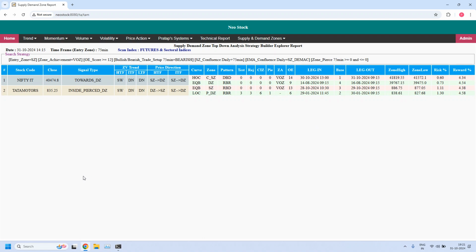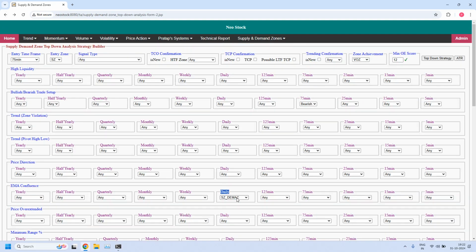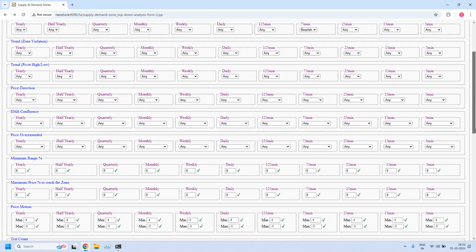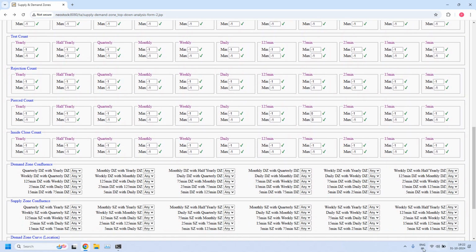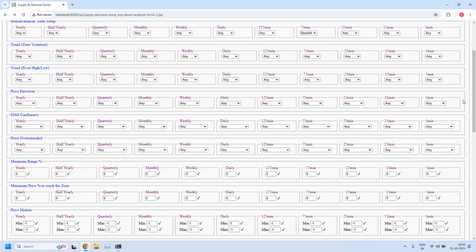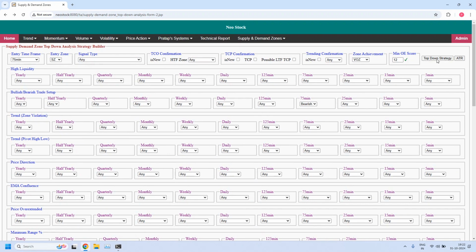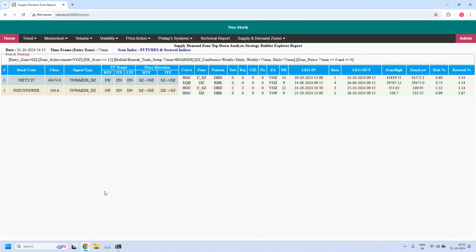Okay, next let us look for LTF, ITF and HTF supply zone confluence. I am removing this EMA filter. So in the supply zone confluence, 3 filters we should set. Already 1 filter is set, 75 minute supply zone with daily supply zone. Next filter, 75 minute supply zone with weekly supply zone confluence. Daily supply zone with weekly supply zone confluence. With all the 3 filters, LTF, ITF, HTF supply zone confluence, we got 2 stocks.